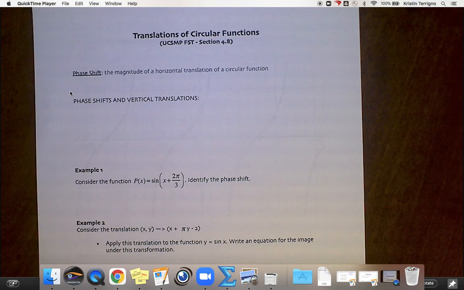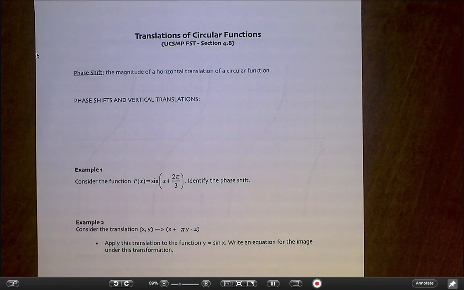This is lesson 4.8 from Algebra 2, and we are continuing our exploration of transformations of trig functions. Today we're going to talk translations. Okay, so now we're shifting left, right, up, down. We're not changing the size or the shape of our graph. We're just moving it around.